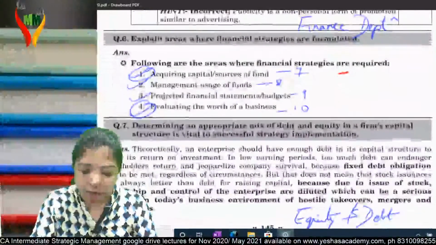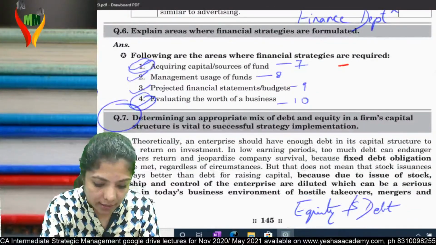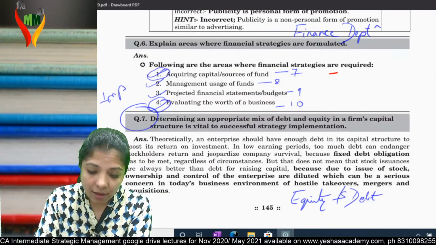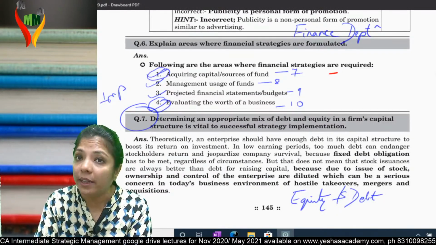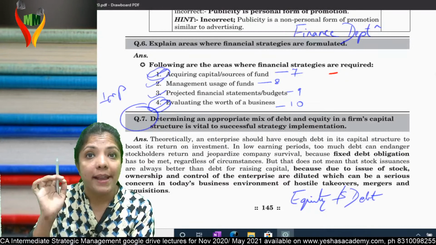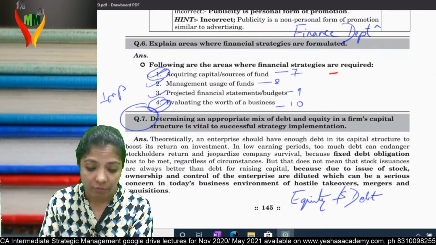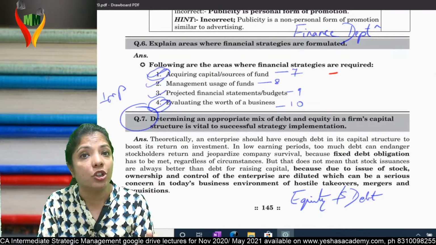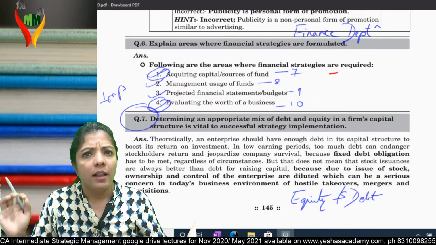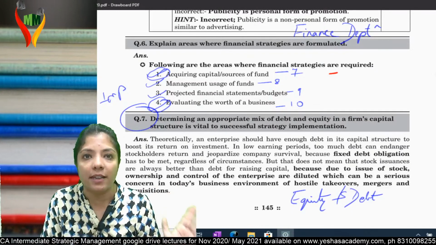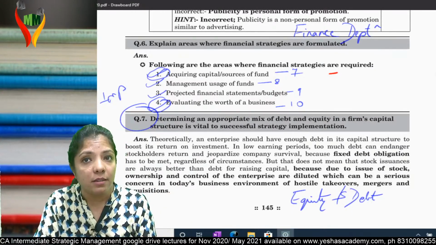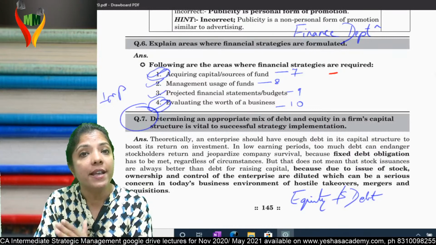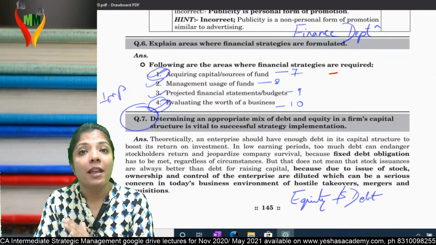Next. So simple mark question number 7 important. This can be asked in the exam. In fact, if I read the answer given by them, theoretically, the question was: determining an appropriate mix of debt and equity in a firm's capital structure is vital for successful strategy implementation. Theoretically, an enterprise should have enough debt in its capital structure to boost its return. That's it, only one line. Debt should be more because we know that cost of debt is less. In low earning periods, too much debt can affect stockholders' return and jeopardize company survival because fixed obligations have to be met regardless of circumstances.